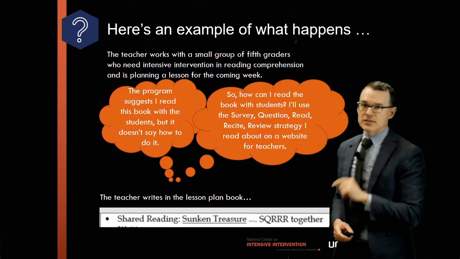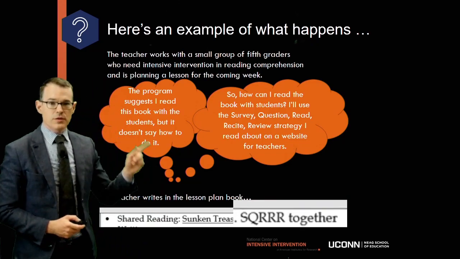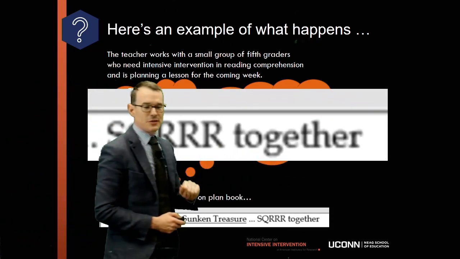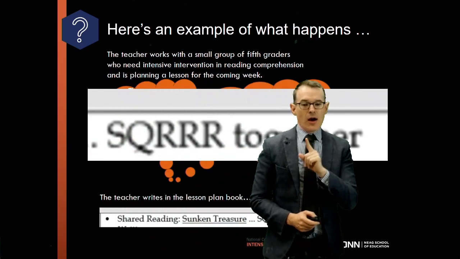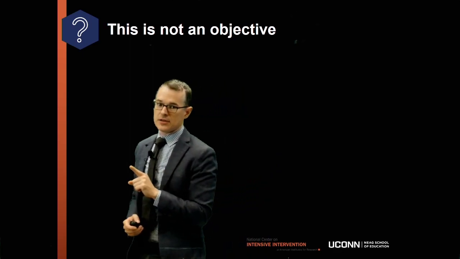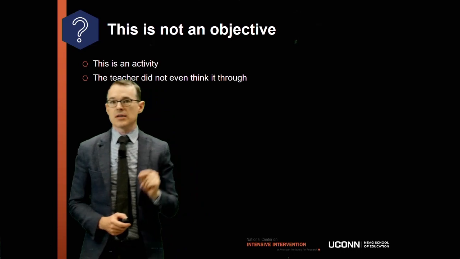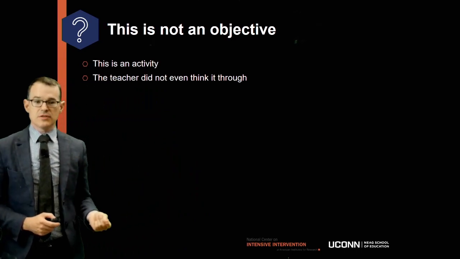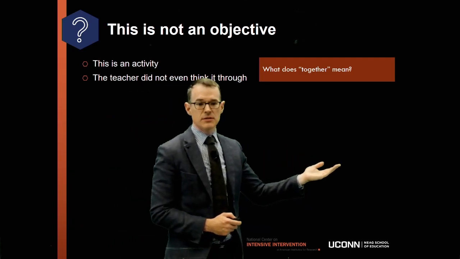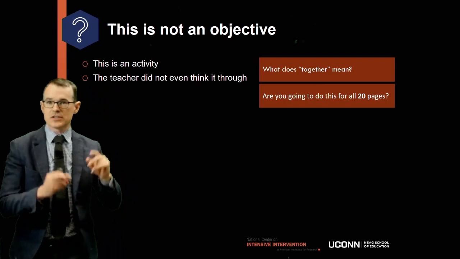And so the teacher writes in the lesson plan book, shared reading, Sunken Treasure, that's the name of a book there, and SQ3R together, written in this horrible font there. Now, the problem with that SQ3R together is it is not an objective. This is an activity. The activity is a problem because the teacher has not thought the activity through. It's not clear that we know what together means here. It's not clear how the teacher intends to do this with the students.